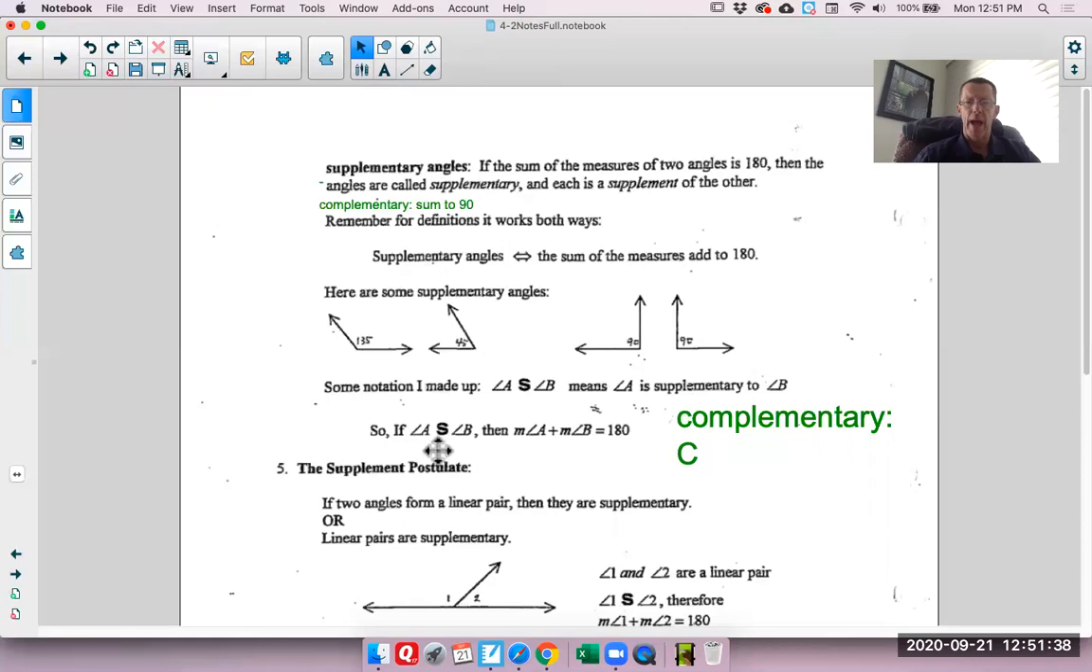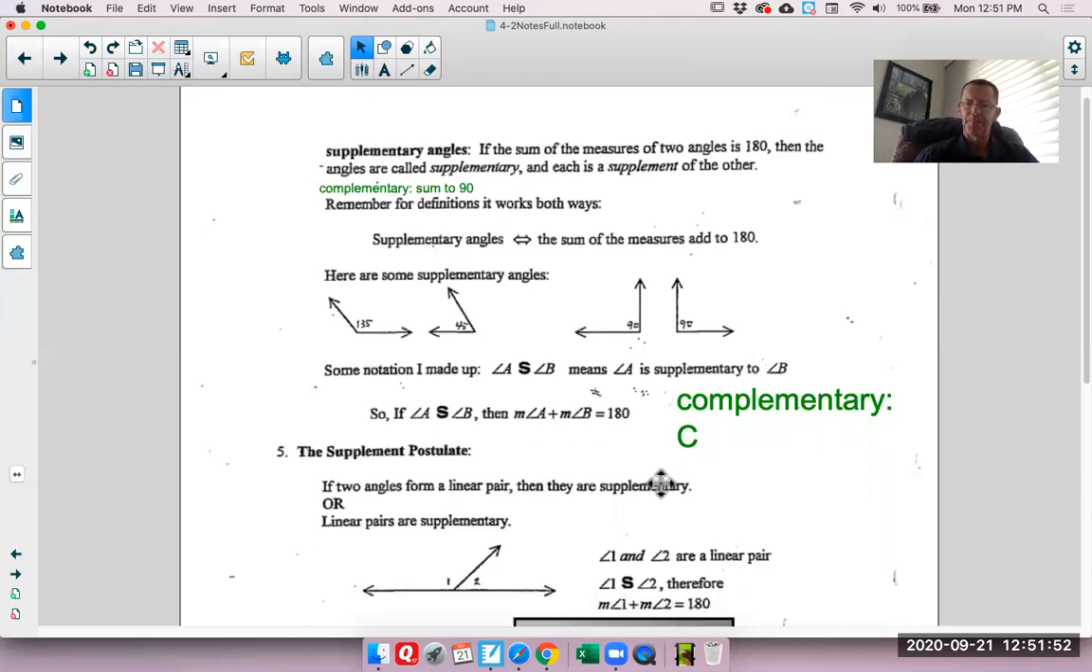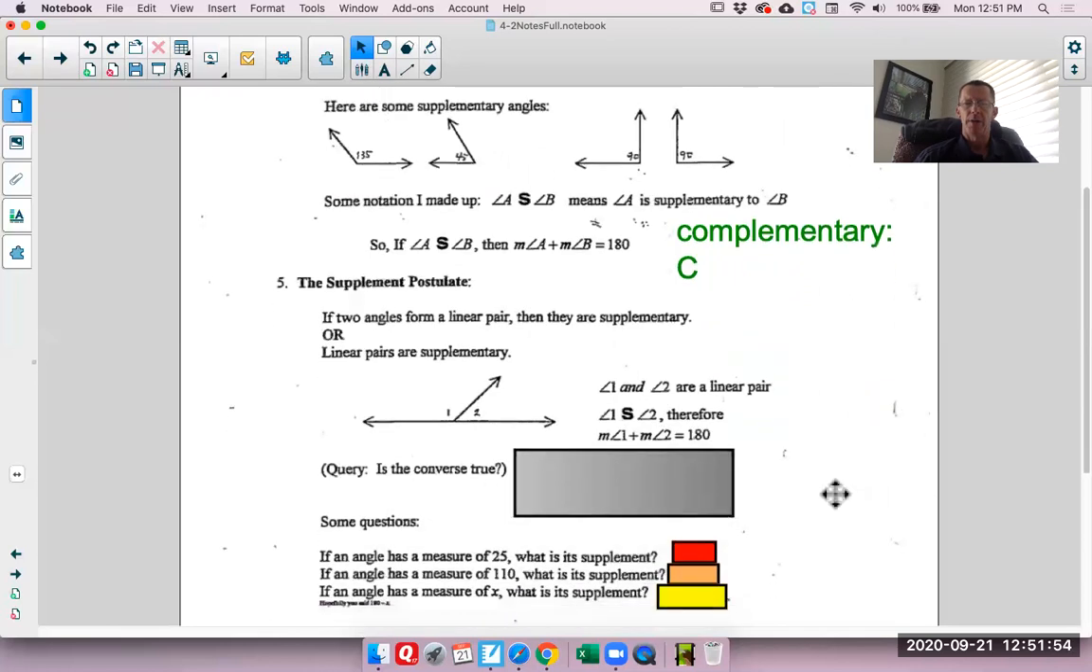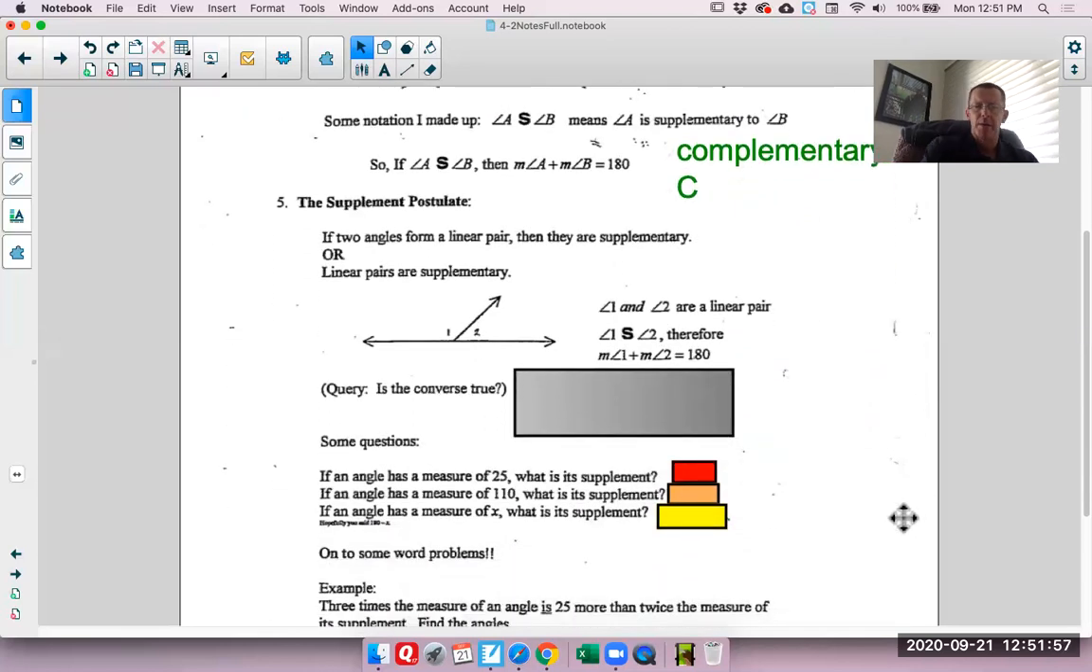So if you have that two angles are supplementary, that means their measures add up to 180. You wouldn't say the measure of angle A is supplementary to the measure of angle B. That wouldn't make sense. The two measures add up to 180. The supplement postulate basically says if two angles form a linear pair, then they're supplementary. Or another way of putting that is linear pairs are supplementary. I call that LPS. So when we get into doing proofs a little bit later in chapter 4, we all know LPS is linear pair supplementary. It just makes it a lot faster to do these.